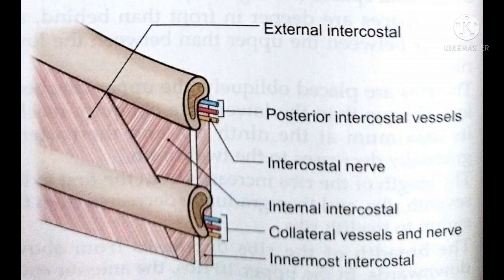In the same way, the lower border, the outer aspect, the sharp aspect, gives attachment to the external intercostal muscle. The floor of the costal groove gives attachment to the internal intercostal muscle. Above the floor of the costal groove, it gives attachment to the innermost intercostal muscle or intercostalis intimae muscle.